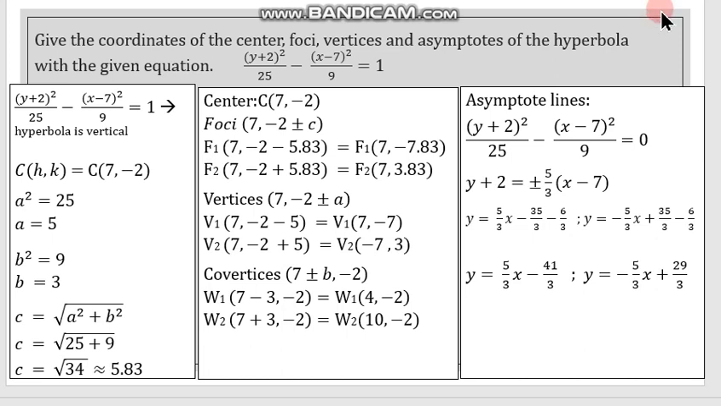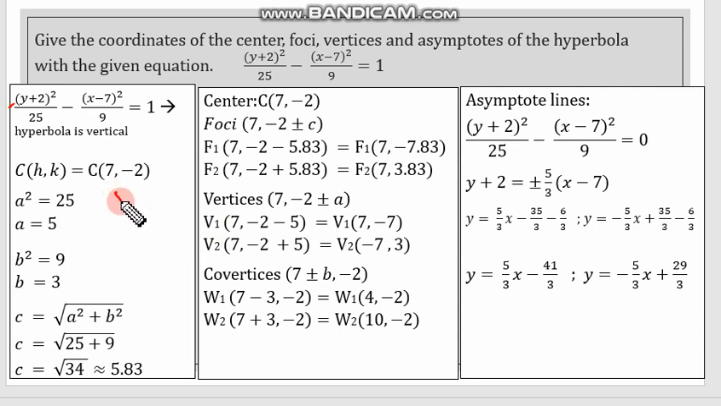Okay, give the coordinates of the center, foci, vertices, and asymptotes of the hyperbola with the given equation: (y plus 2) squared over 25 minus (x minus 7) squared over 9 is equal to 1. Since the positive part of our equation is the y part, we can conclude that our hyperbola is vertical.